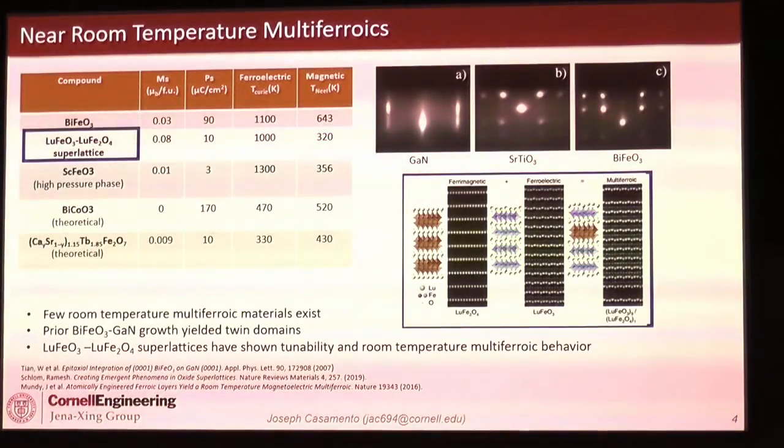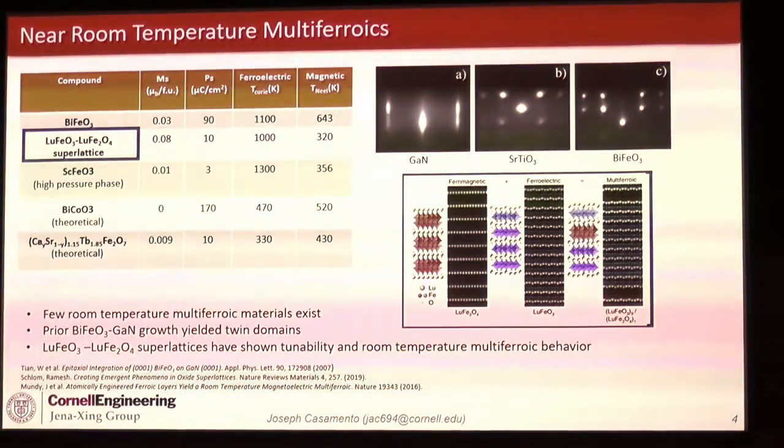Now, this chart is a little bit outdated, but one of the first undertakings we had for the project was to look for room temperature multiferroics or near room temperature multiferroics that we could integrate with the nitrides. Currently, to date, experimentally, there's not a lot of options still for good reasons. So one of the well-known ones, bismuth ferrite. We initially thought about integrating bismuth ferrite, but prior work done about 10 years ago from Darrell Schlom's group at Cornell showed that bismuth ferrite itself does not grow well directly on GaN.